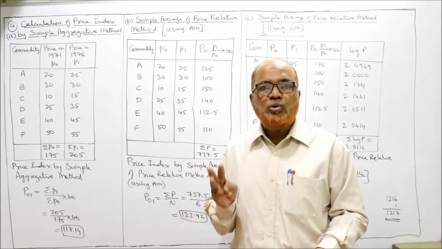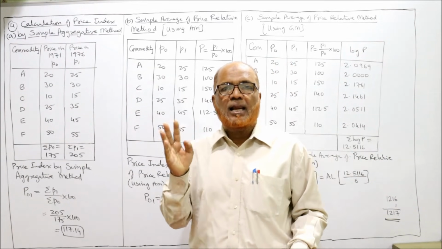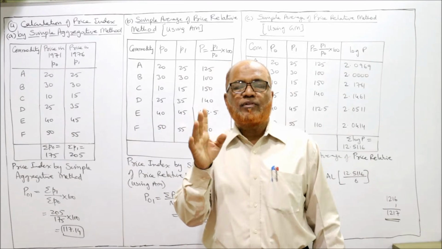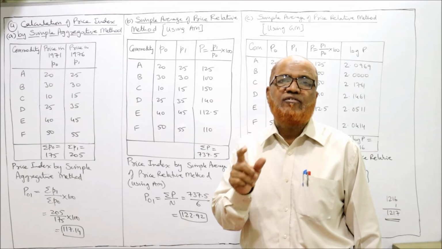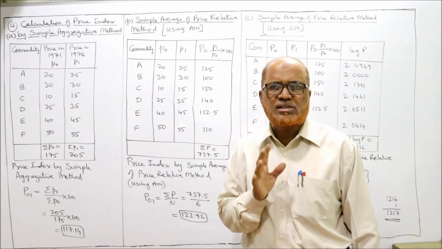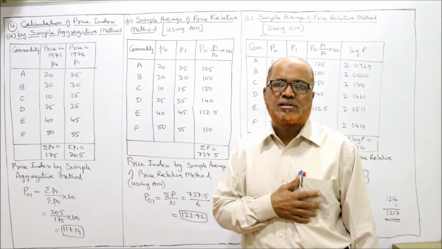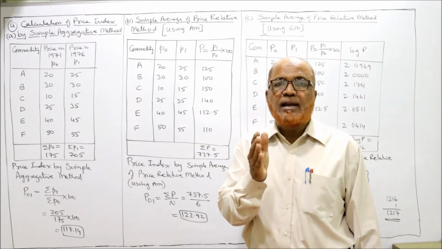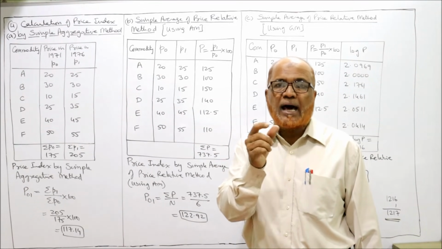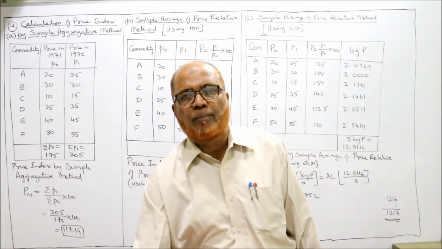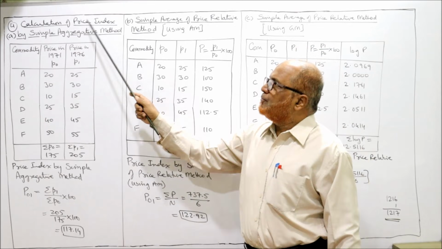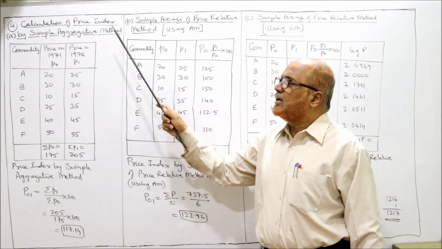So in this problem, we have to calculate the price index three times. First, we have to find out the price index using the simple aggregative method. That is the most simple method of calculating price index. Secondly, price relative method based on arithmetic mean and based on geometric mean. That is the problem. Now first, calculation of price index by simple aggregative method.